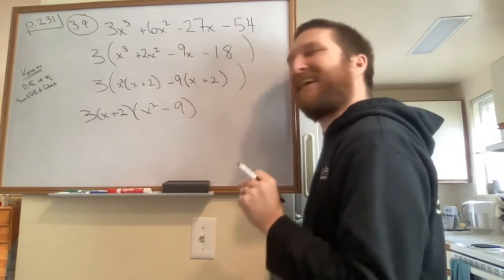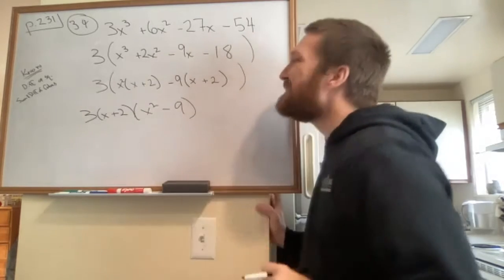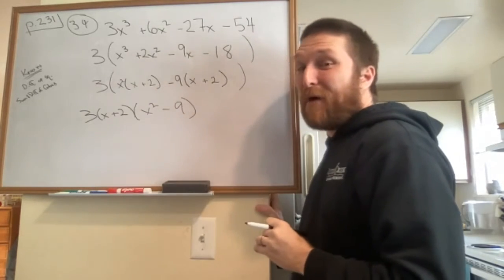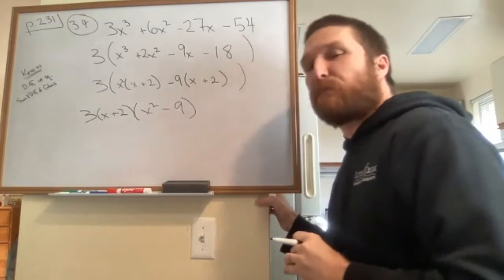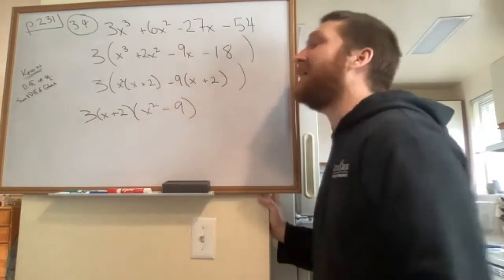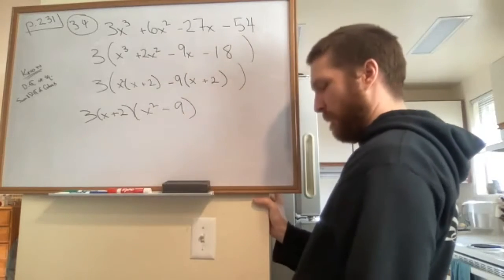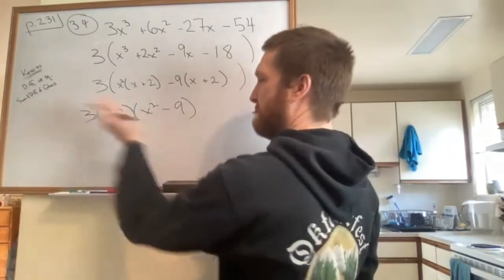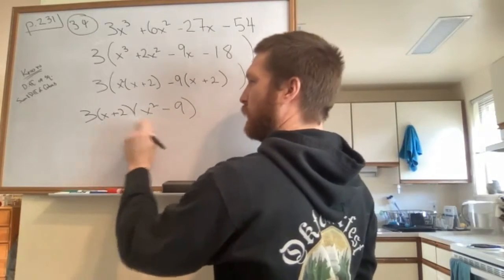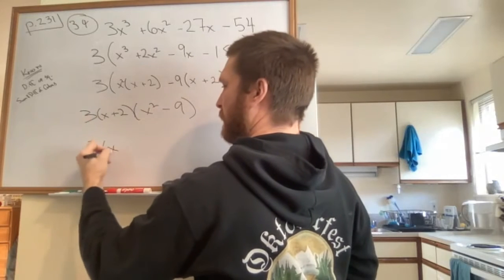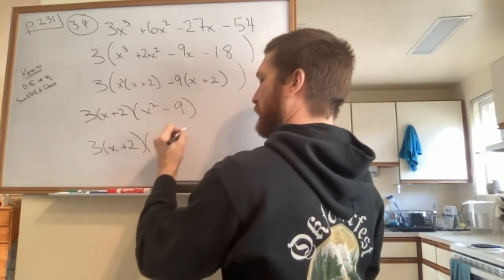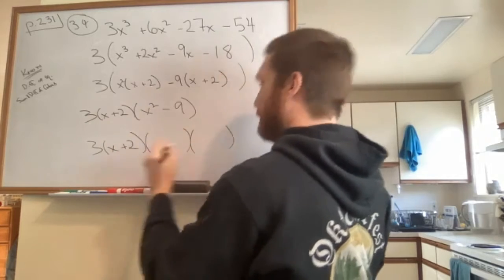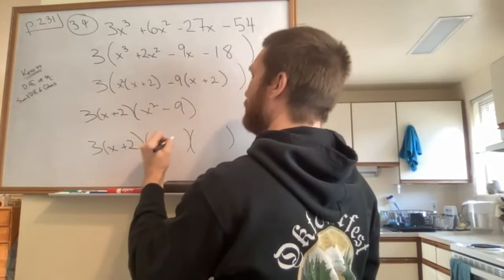This is going to be very familiar. In fact, on Friday you're going to say, "Whoa, I remember this almost exactly." You get to this point, and you're not done. What do we have to do? You have to factor the x squared minus 9. So x plus 2, and then you have x plus 3 times x minus 3.